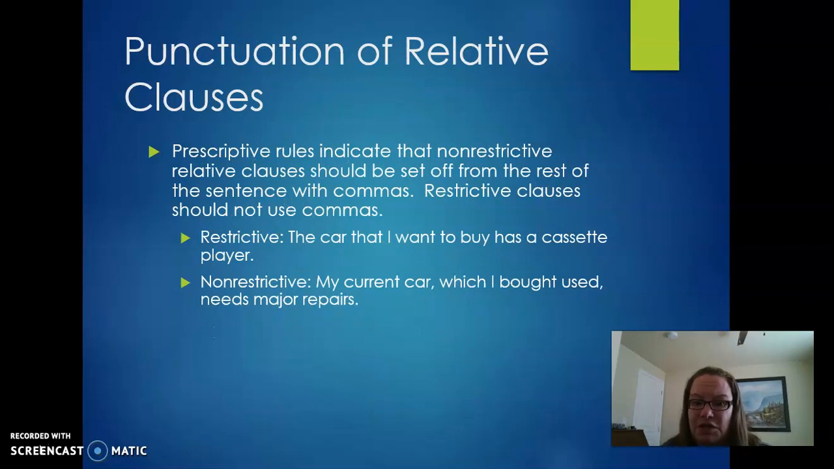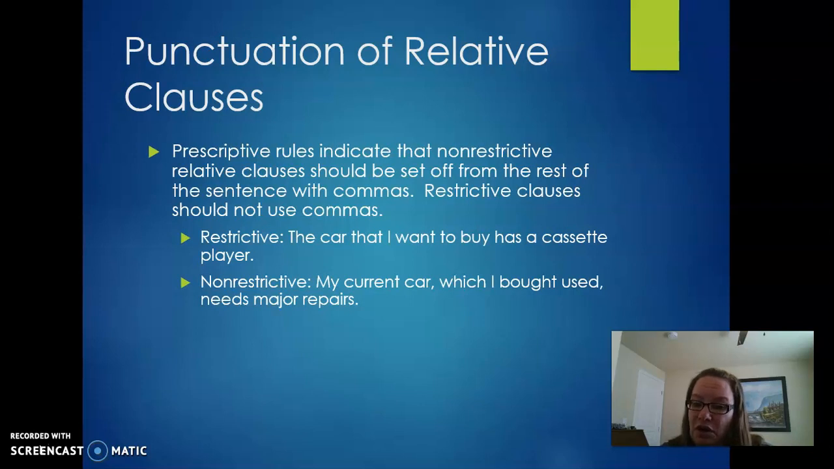Okay, how do we punctuate these? Well, when it's restrictive, we don't do anything special. We just end the sentence how we usually would, usually with a period. And the non-restrictive, we set apart that clause by commas. Okay, so the commas actually give us some indication about the meaning of the sentence there. Okay, the car that I want to buy has a cassette player. The non-restrictive, my current car, which I bought used, needs major repairs.